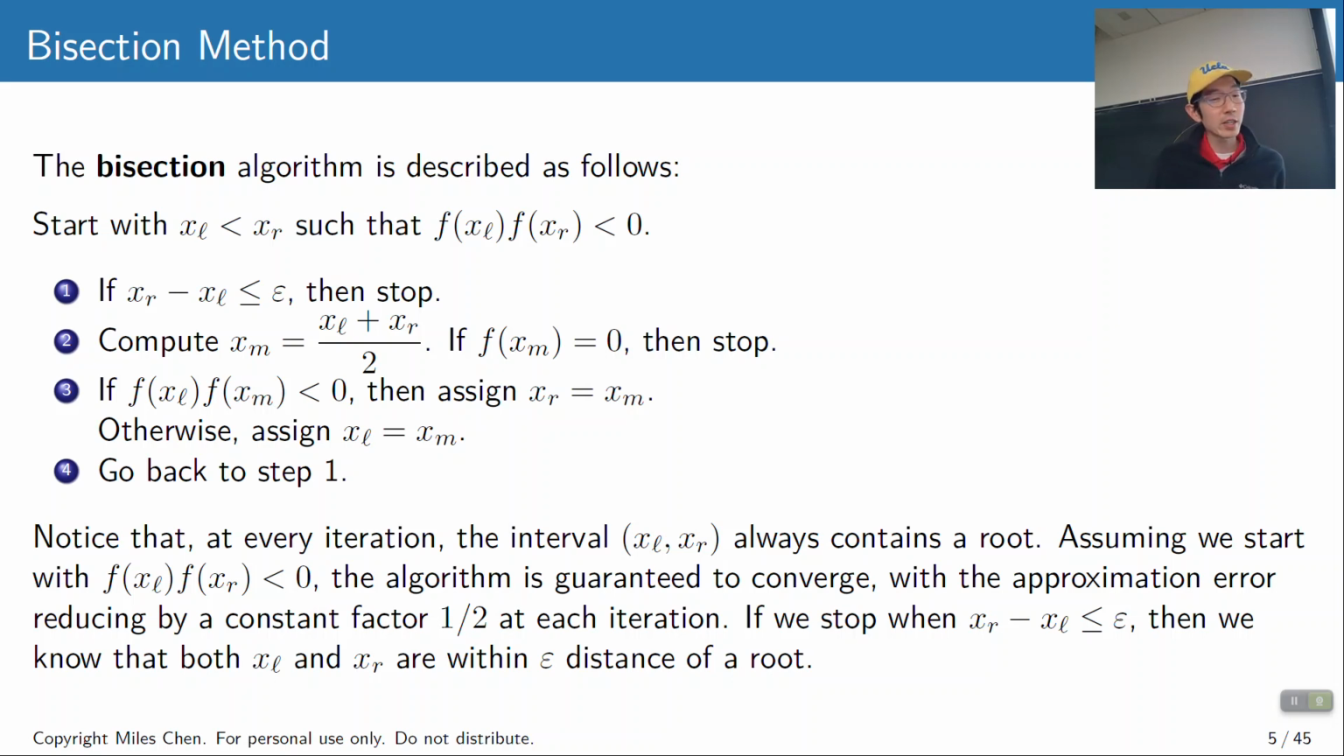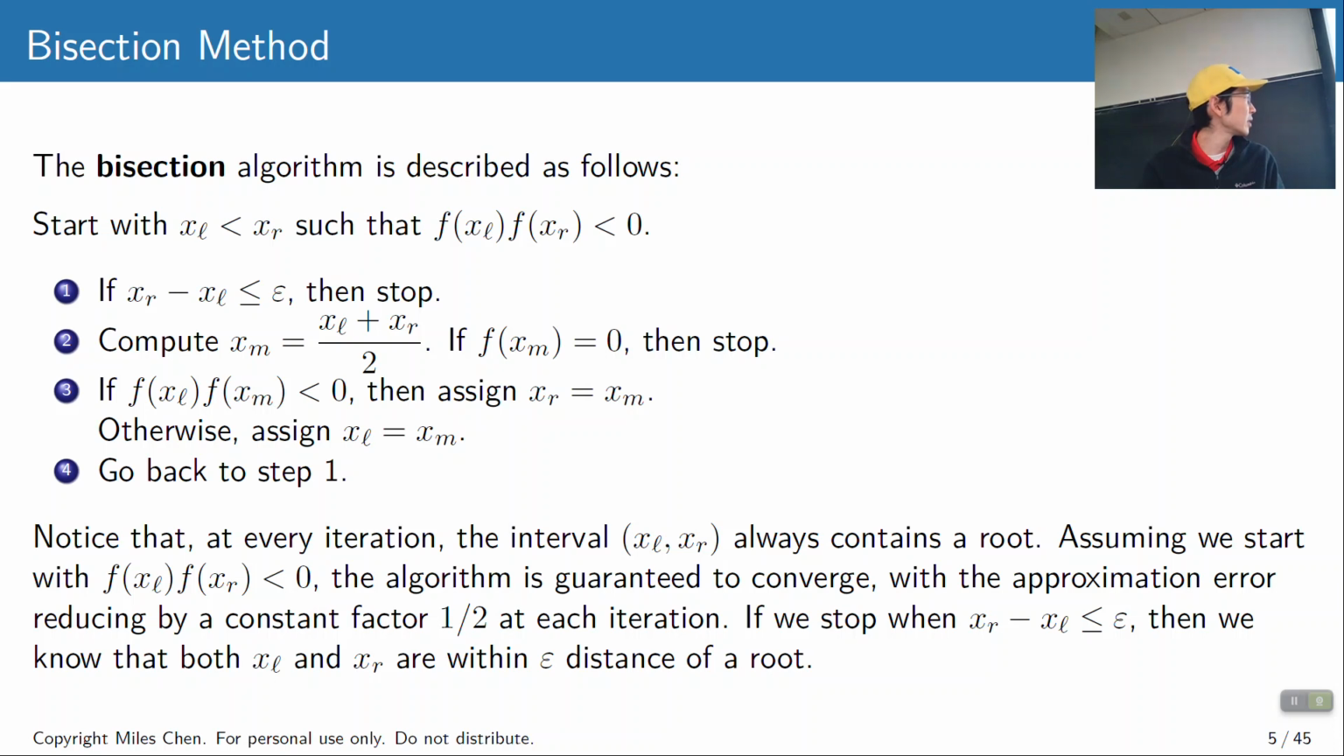If that quantity, f on the left times f at the midpoint, is not less than 0, meaning f on the left and f at the midpoint have the same sign, then the root must lie between the midpoint and the right-hand side. So if the root lies between the midpoint and the right-hand side, then we will assign the left-hand side of the interval to be the midpoint. This is really the critical step of the bisection method, and then we repeat, and then we repeat.